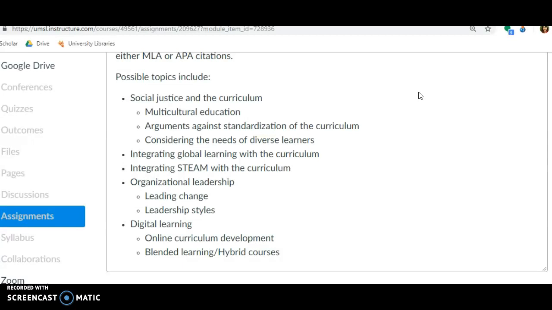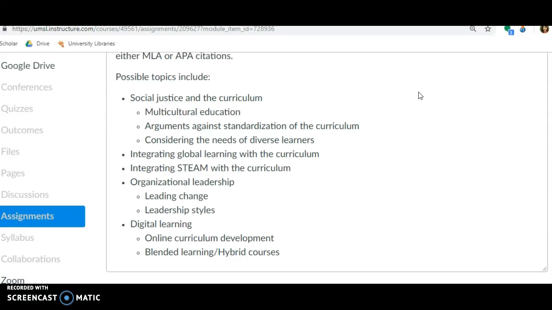Social justice in the curriculum. You could look at multicultural education in the content area that you are writing. Arguments against standardization of the curriculum. Considering the needs of diverse learners. If you're doing integration, you could research integrating global learning with the curriculum, integrating STEAM with the curriculum.